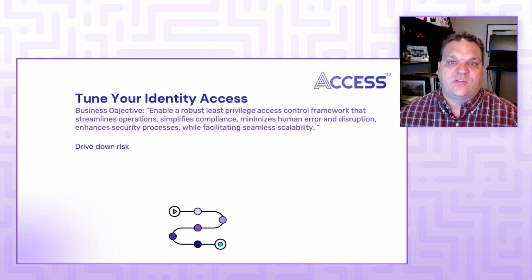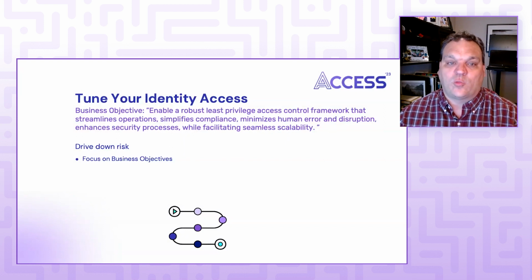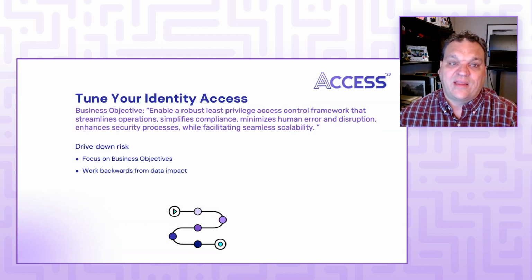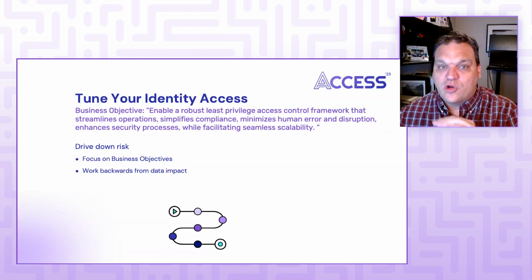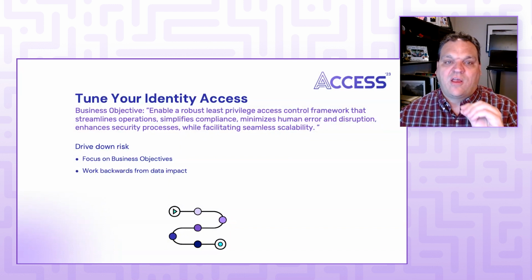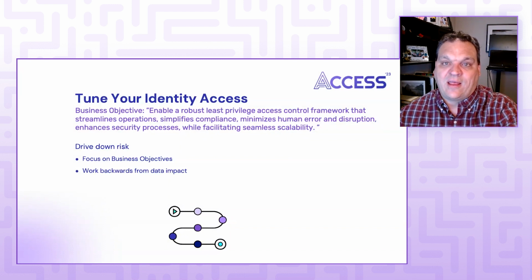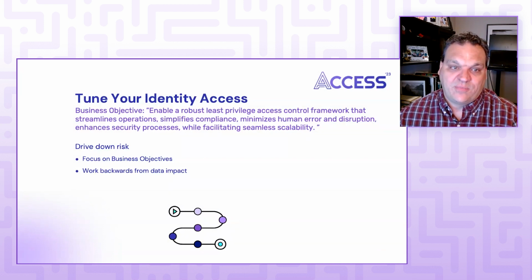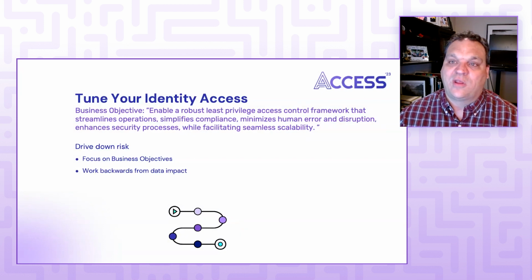How do you do that? You start with risk. You've got to drive down risk, and you do that by the objective. So go back to your objective. What risk are you trying to address? What are you trying to drive out? And work backwards from your data points, because that's where your impact is, right? Is your data. You're going to build least privilege from your highest risk data backwards in whatever way enables your business objective. So that is the key. If you don't remember anything else from this presentation, remember that.